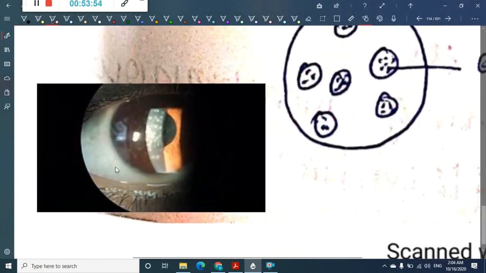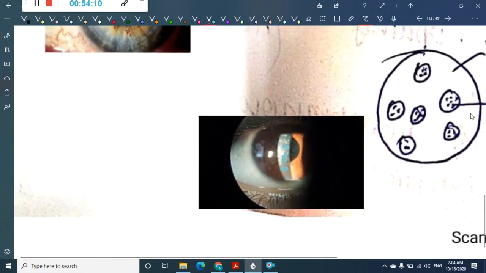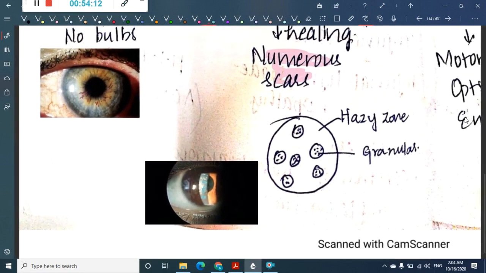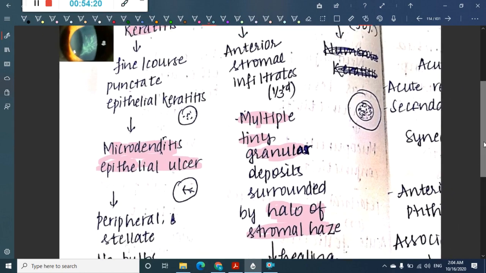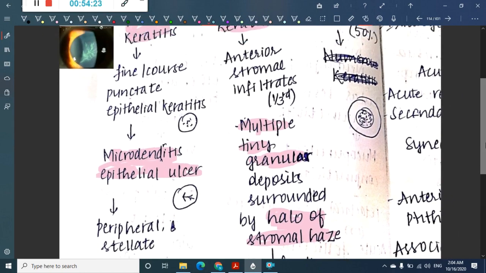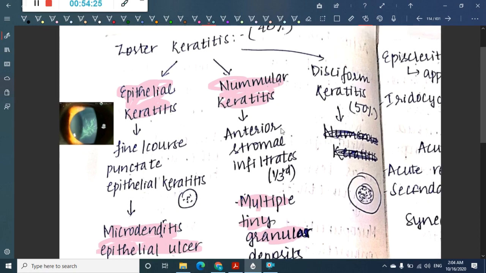you can see multiple spots. This is one spot, this is one. There are multiple corneal ulcers, and these will heal with scar formation. Surrounding these there is a halo. Numerous tiny granular deposits surrounded by a halo of stromal haze is seen, which is nummular keratitis.